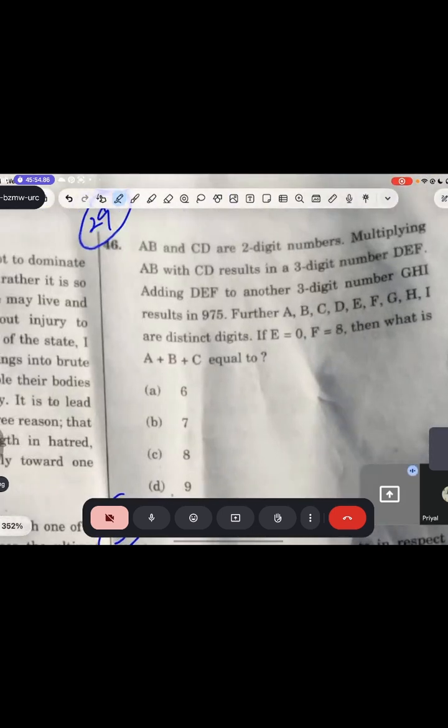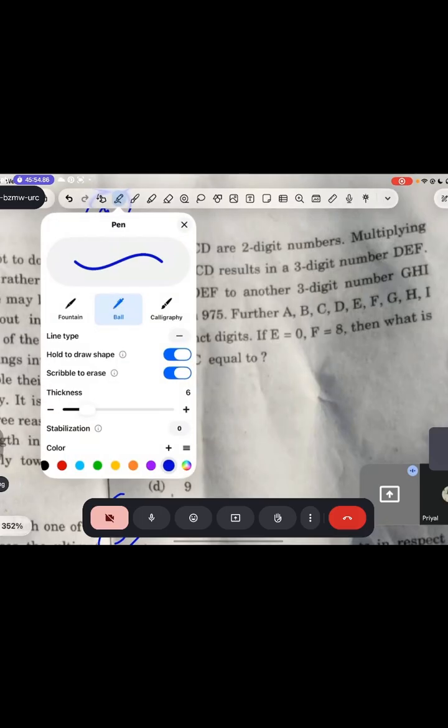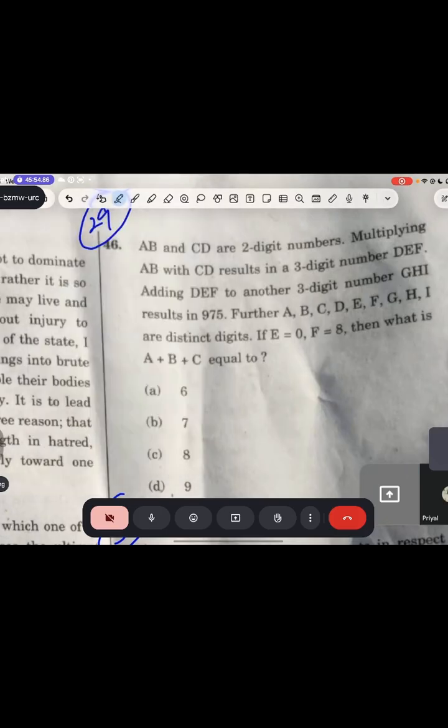Read, Priyal. AB and CD are two-digit numbers. Multiplying AB by CD, the result will be a three-digit number, which is DEF. Adding that DEF to another three-digit number GHI, the result is 975. Further, A, B, C, D, F, G, H, I are distinct digits. If E equals 0 and F equals 8, then what is it?